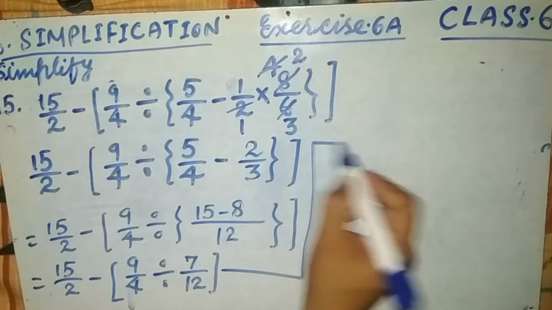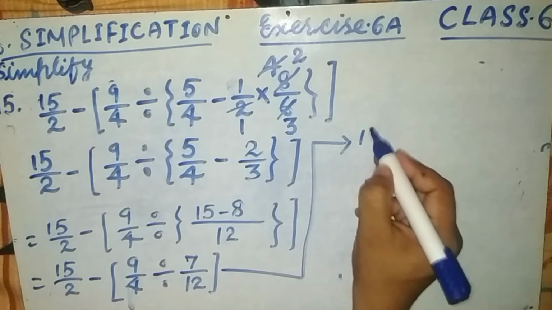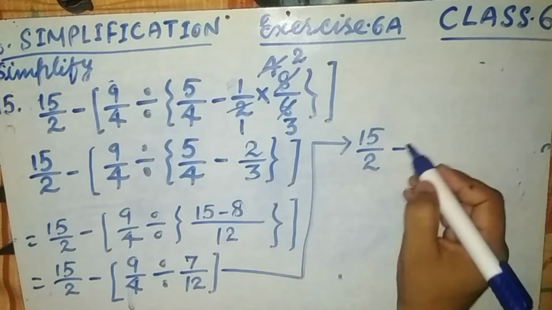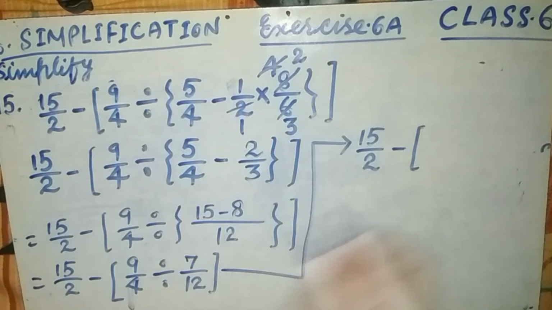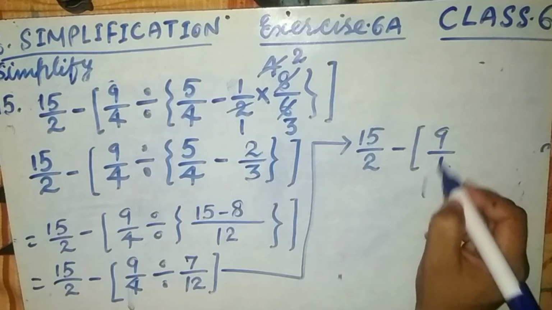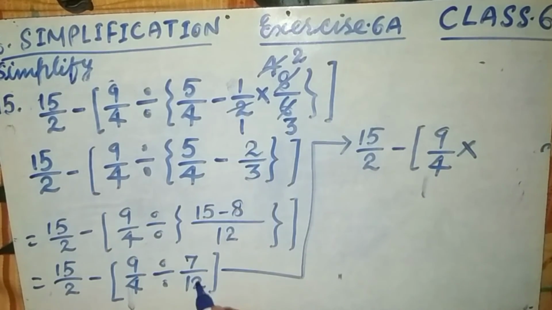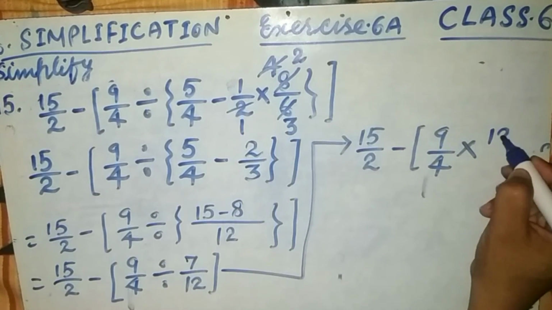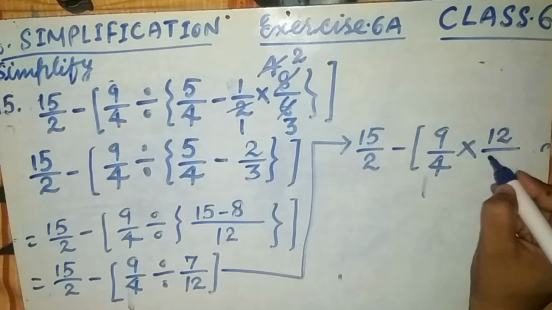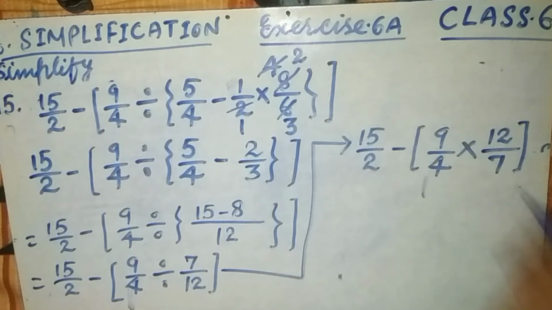Now friends, see, have a look. This is 15 by 2 as it is. Now here is the minus, minus as it is. This is, yes, big bracket, 9 by 4. Remember friends, if we change the division to multiplication, then we have to write the reciprocal of 7 by 12, which becomes 12 by 7. Close with the big bracket.